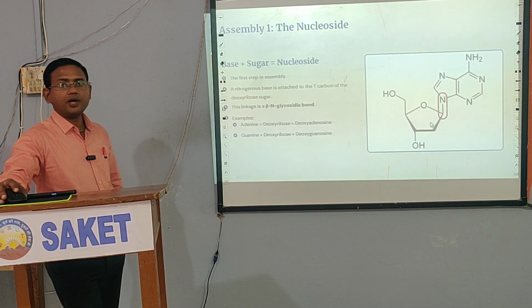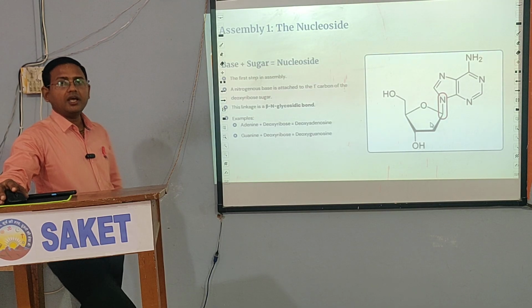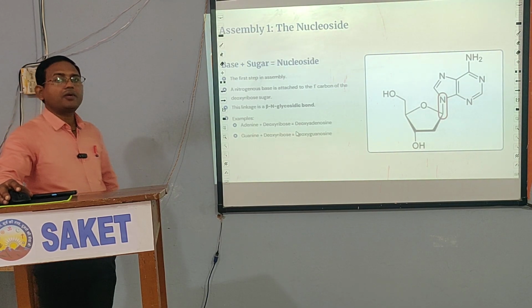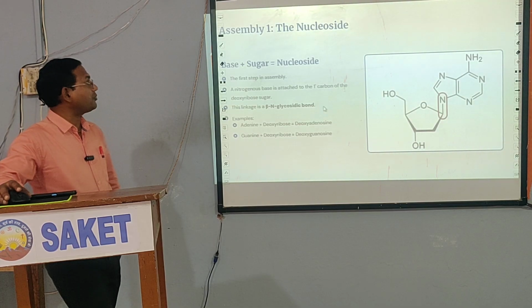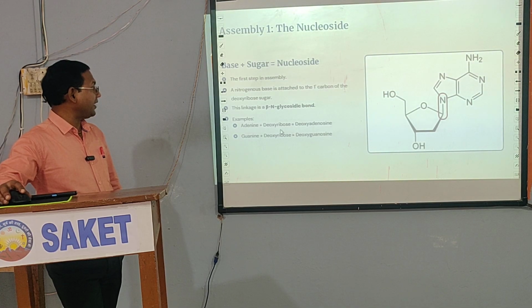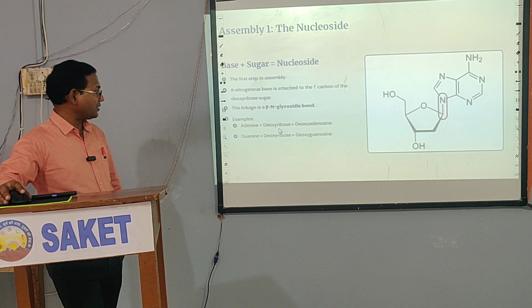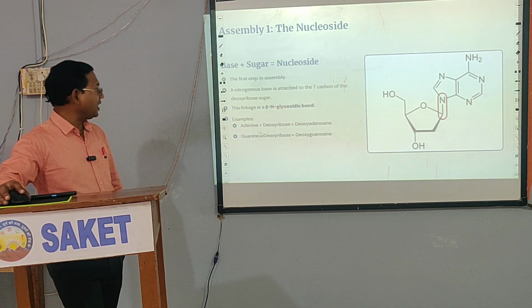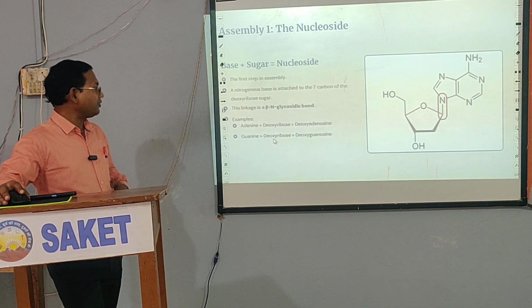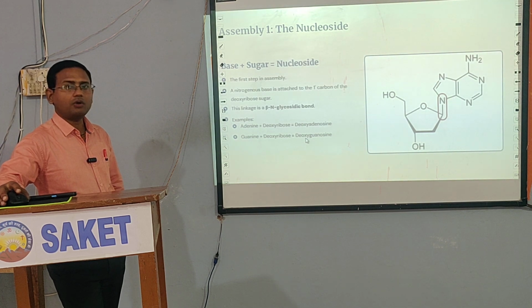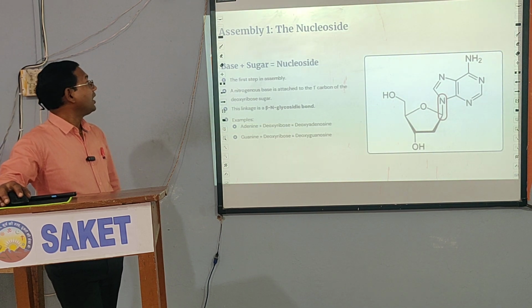We have 4 types of nitrogenous bases in the DNA. Therefore, there are 4 types of nucleosides in DNA based on the nitrogenous bases. If adenine is connected with deoxyribose, it forms deoxyadenosine. Similarly, if guanine is attached with deoxyribose, it forms deoxyguanosine. Similarly, others.